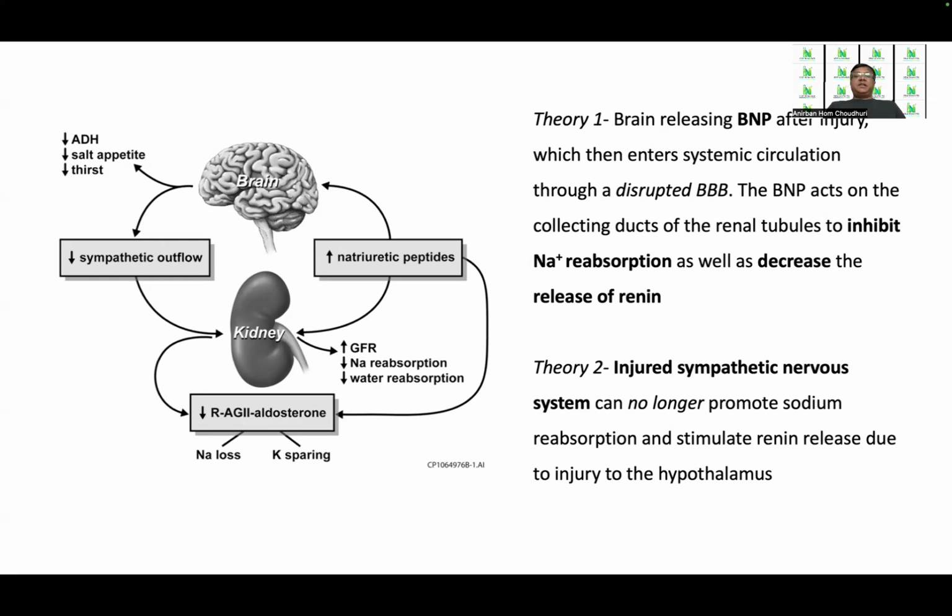The first theory states that the brain releasing brain natriuretic peptide after injury enters the systemic circulation because of disrupted blood-brain barrier. This brain natriuretic peptide acts on the collecting ducts of the renal tubules to inhibit sodium reabsorption as well as decrease the release of renin. So that is one, and that is the reason what causes hyponatremia and excess of urine excretion, increase in urinary sodium.